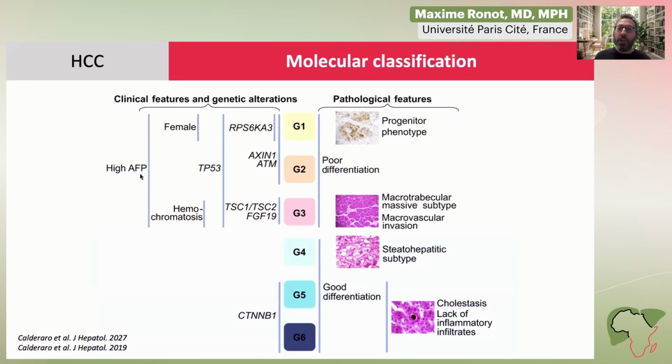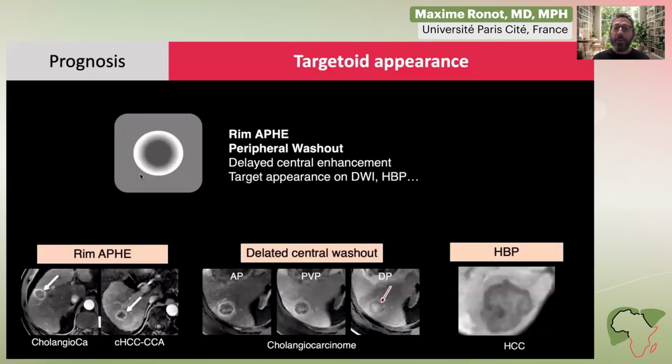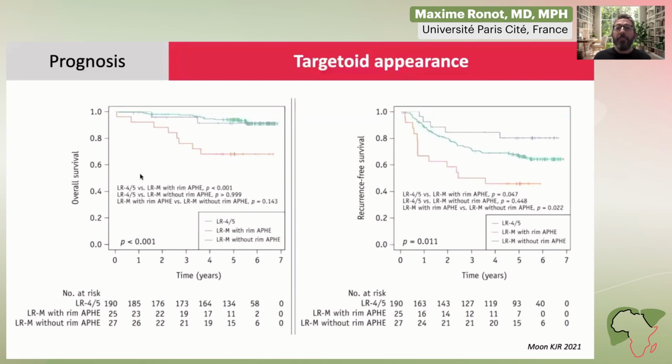For instance, I mentioned the targetoid appearance, so anytime you see a difference between the center and the periphery on arterial phase, on diffusion, on hepatobiliary phase, and so on, this is something that bears a very strong prognostic value, and we have studies showing that the outcome of patients with HCC is very different according to the LI-RADS category, and especially between LR-M and non-LR-M.